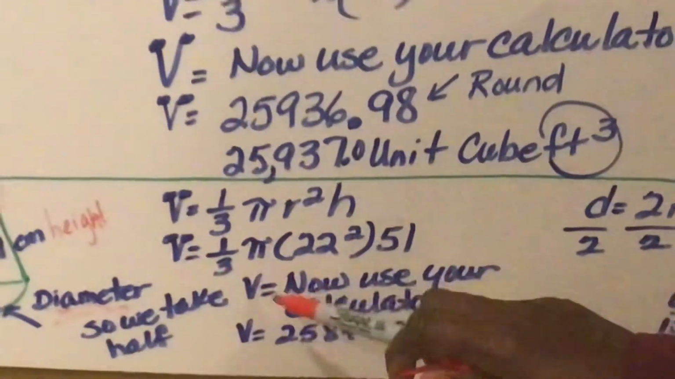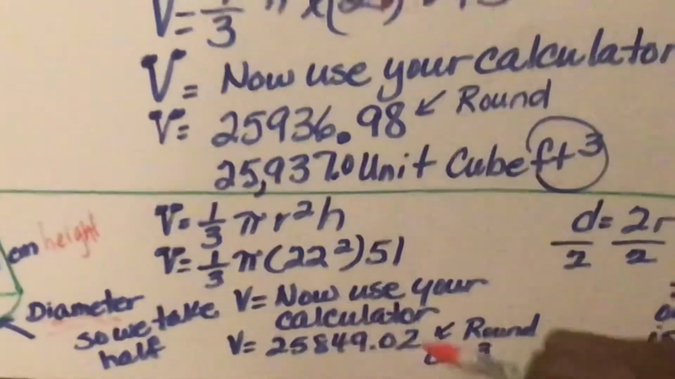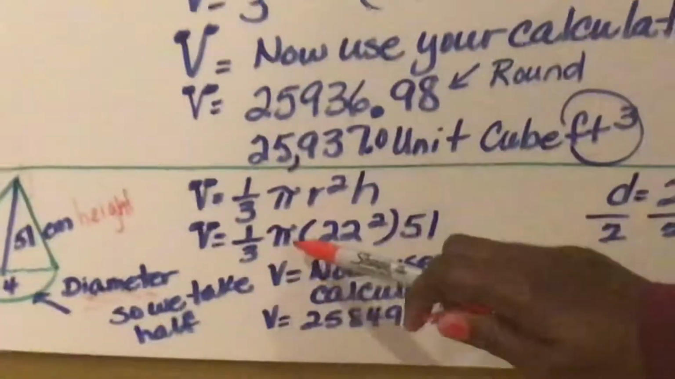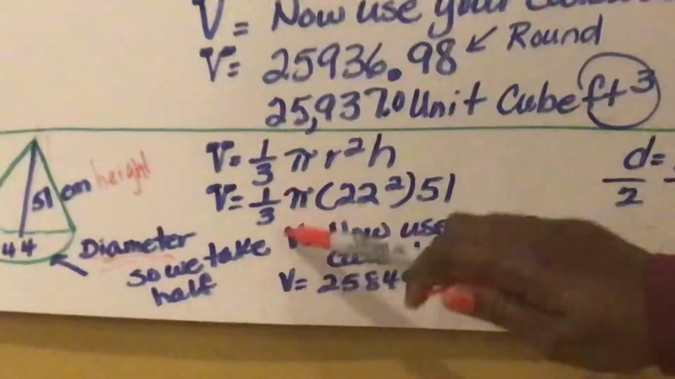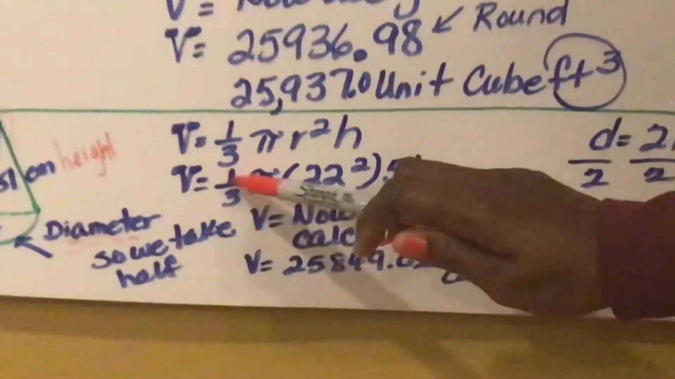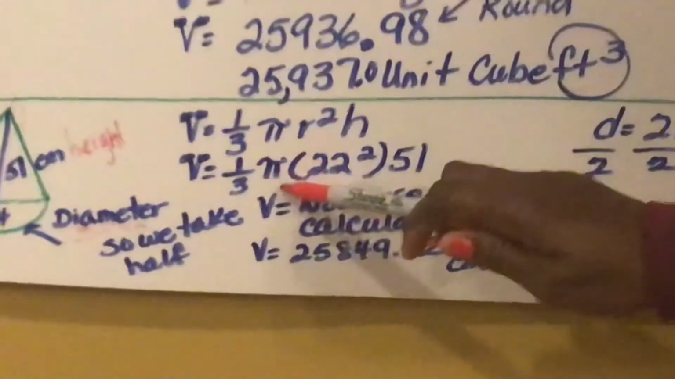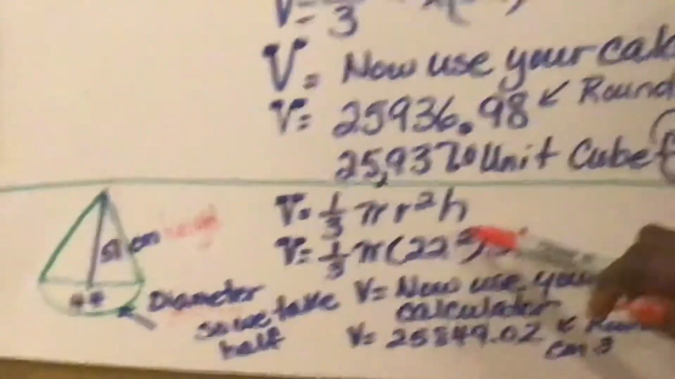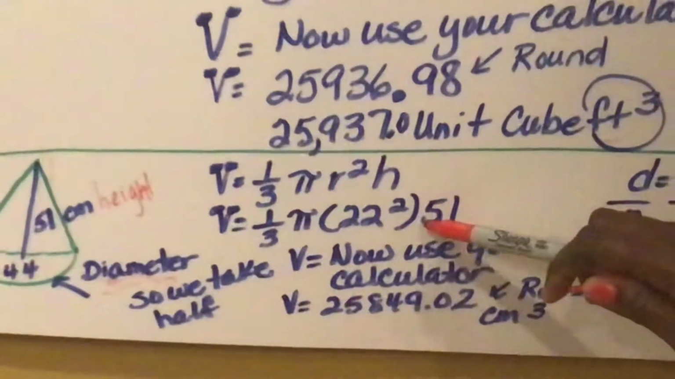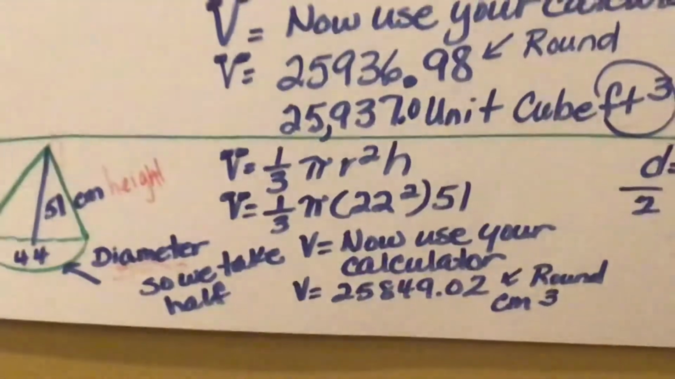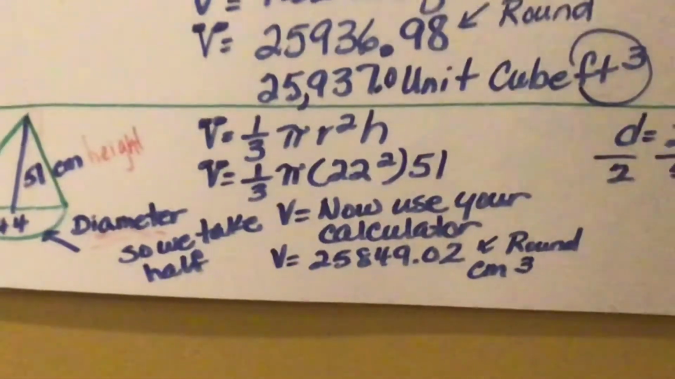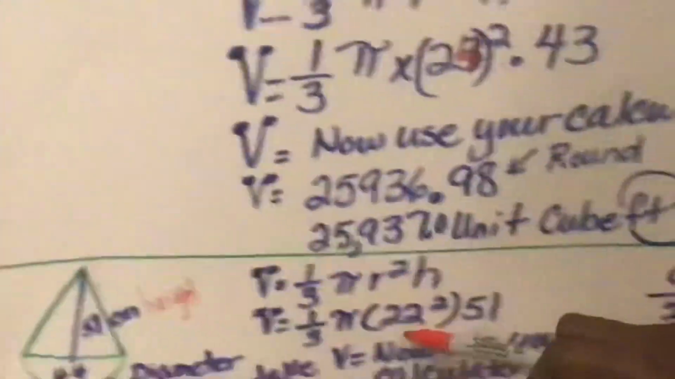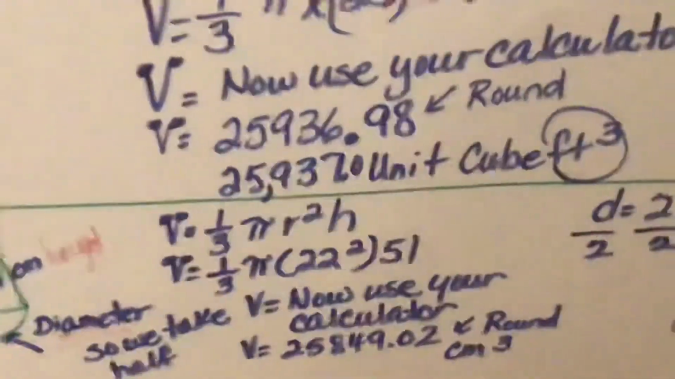Now, going back here, we're going to plug in our formula again and use our calculator. So that's going to be 1/3 times pi. And if you have your calculator, you could be doing it along with me. Put in 1/3 times pi, which is 3.14, times 22 squared. Make sure you square the 22. Then multiply it by 51. I'll give you a few minutes to do that. I'll say it again: 1/3 times 3.14 times 22 squared, and then multiply that by 51.